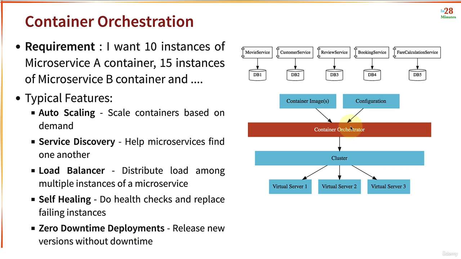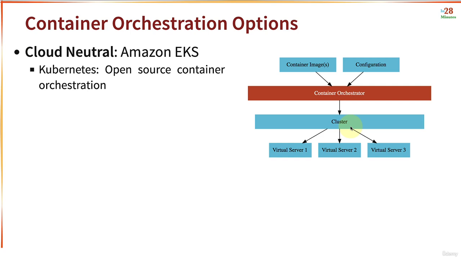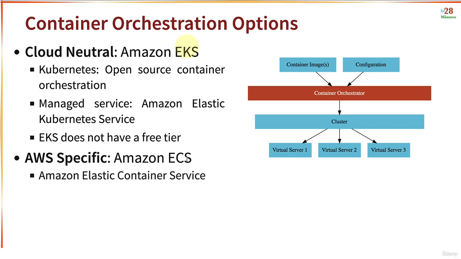Now, what are the container orchestrator solutions in AWS? Let's look at them right now. Kubernetes is one of the most popular container orchestrator tools today. And the service in AWS, if you want to make use of Kubernetes, is Amazon EKS, Elastic Kubernetes Service. I'm calling this a cloud neutral option because Kubernetes can be run in AWS, Azure, Google Cloud. So there are managed services for Kubernetes in almost all the cloud platforms. And one important thing for you to remember is that EKS does not have a free tier. So if you create an EKS cluster, even if you are in a free tier, you would need to pay for it.